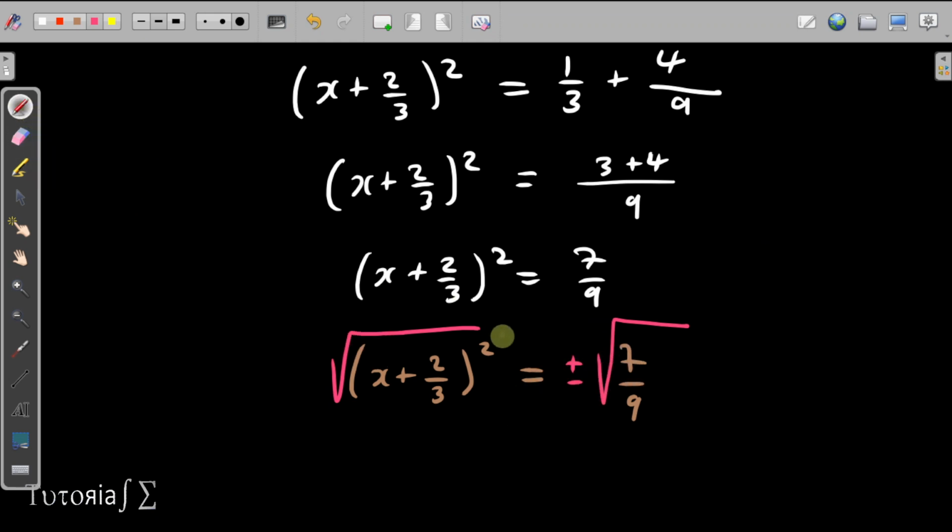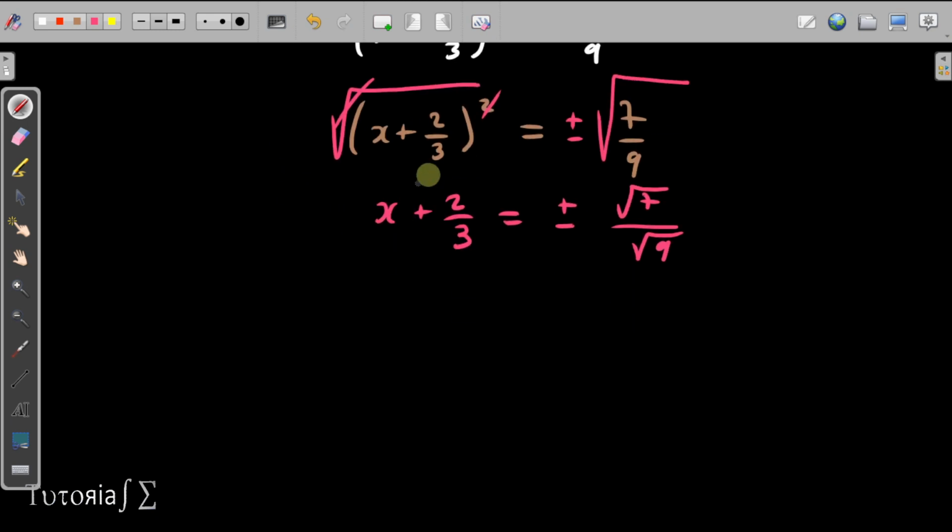Now we see that the squared and the root will cancel this side, and we're going to have x plus 2 over 3 equal to plus or minus. Here the square root is applying to both the numerator and the denominator. So we can separate it as root of 7 divided by root of 9. Then we can transpose this part.